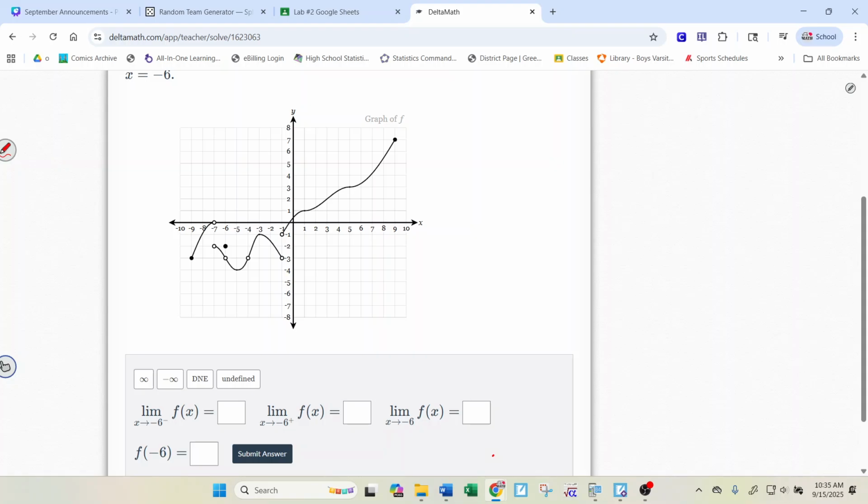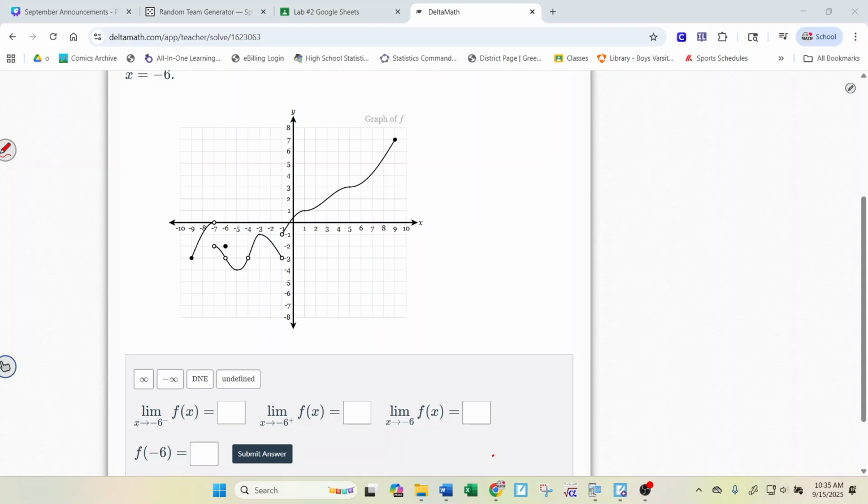All right, limit from the left. -3. Limit from the right. -3. Limit at -6. -3. And the functional value. -2. Okay.